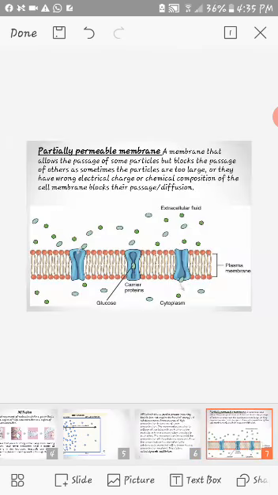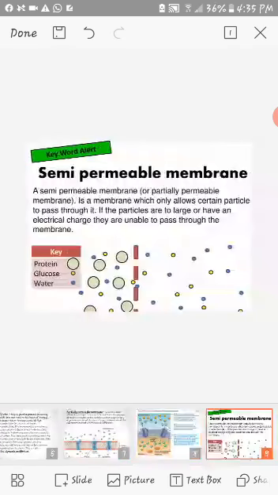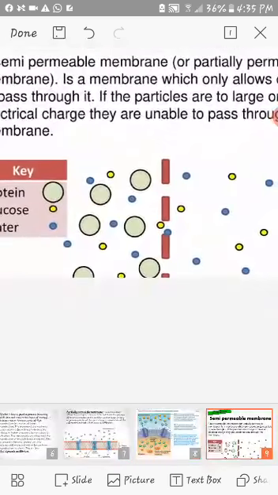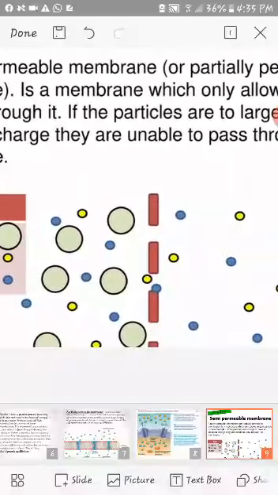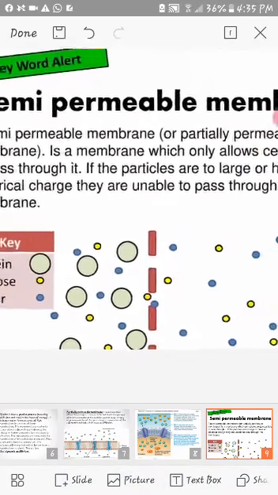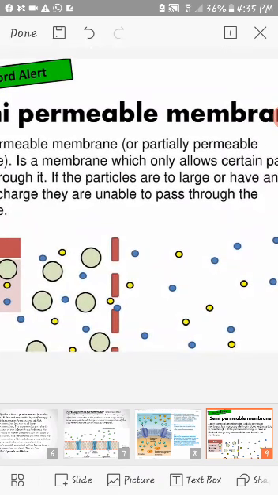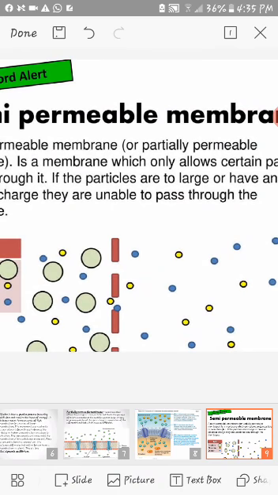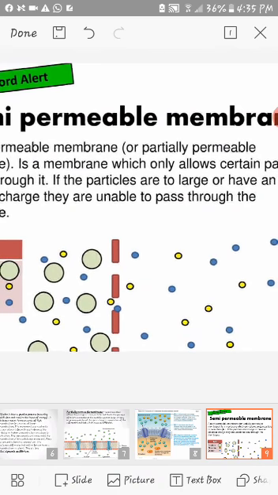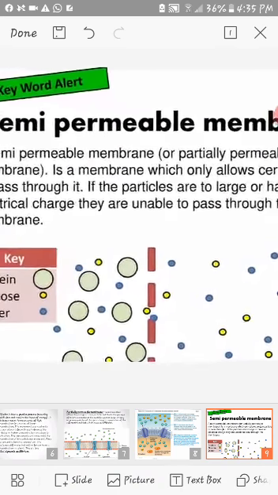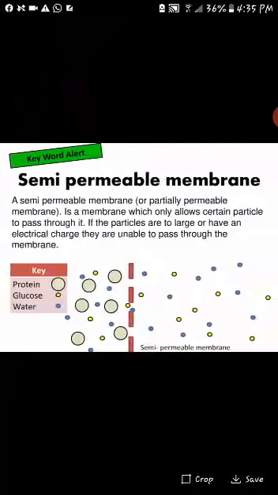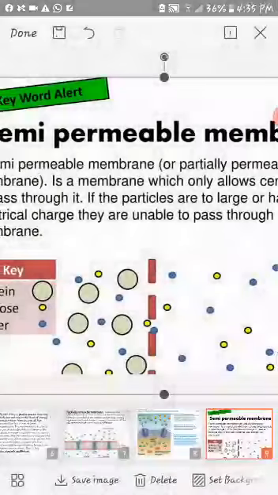So based on the sizes, as you can see in this example over here, the protein, glucose and water molecules are present on one side, right? And this is a cell membrane. This pink line is a cell membrane, and you can see on the other side the cell membrane is allowing only glucose and water molecules to pass inside of the cell, whereas it is stopping protein molecules, because the protein molecules are very large in size, right?